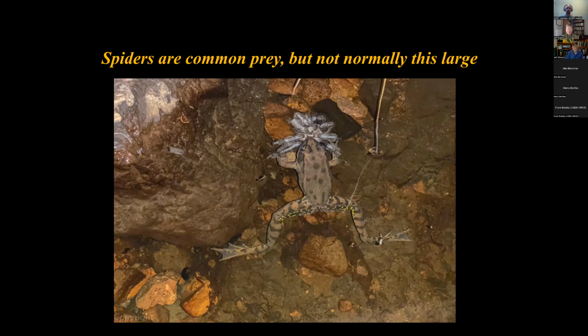And then sometimes, we mentioned spiders, and they do get a lot of spiders. Jeff wrote a publication on this. This is a big spider and probably not normal prey for red-legged frogs, but this was a molting tarantula. And this is at a cave in Pinnacles National Monument. Somehow that tarantula found its way a little bit too close to water.